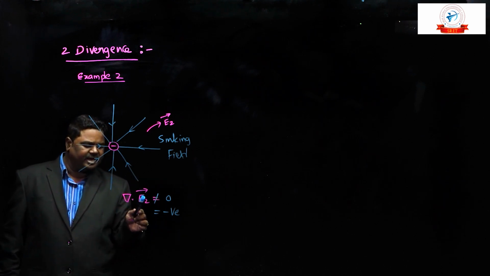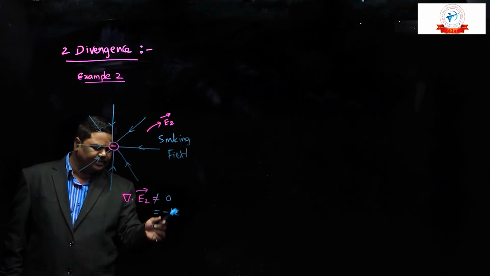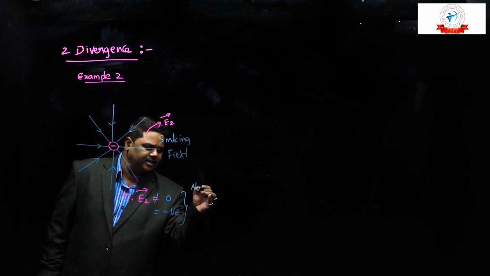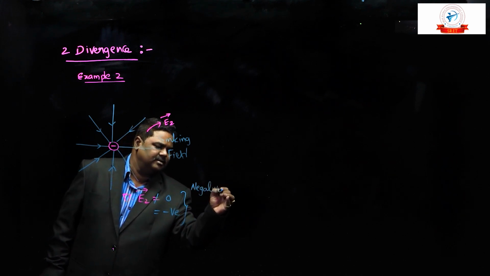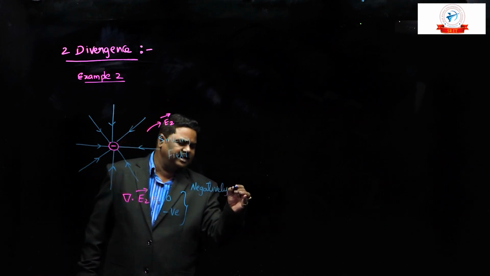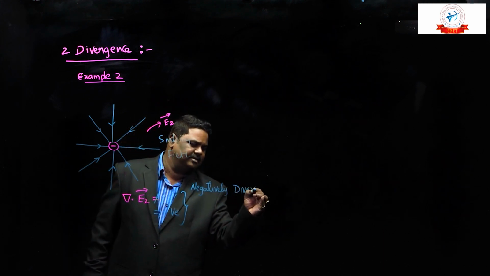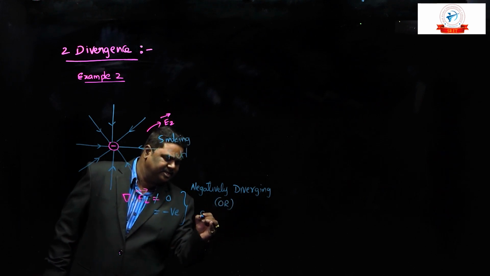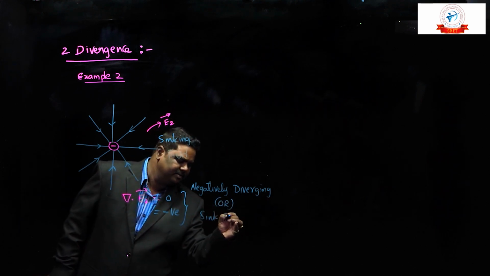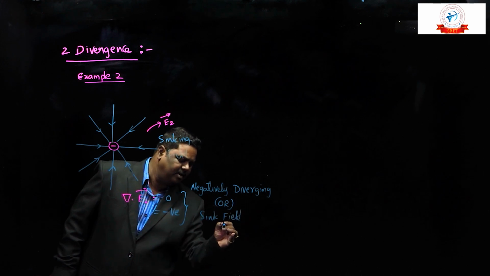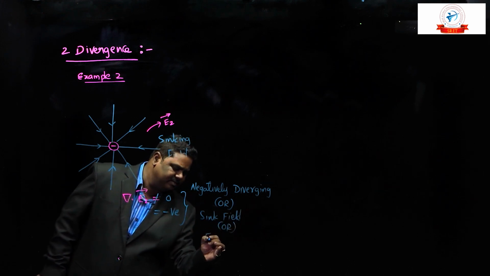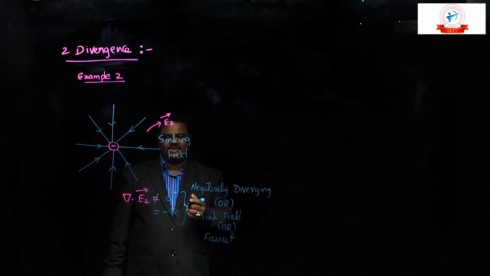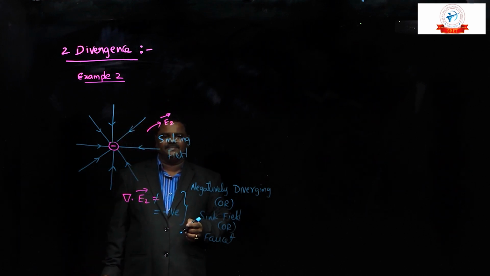Whenever the divergence of any vector field is non-zero and negative, then the field is called a negatively diverging field, or sink field, or faucet. That is called a faucet. So it's an example of a negatively diverging field.